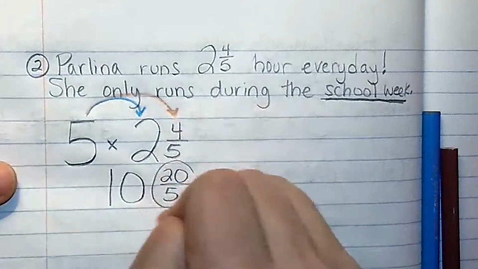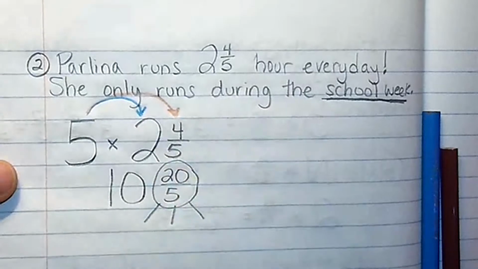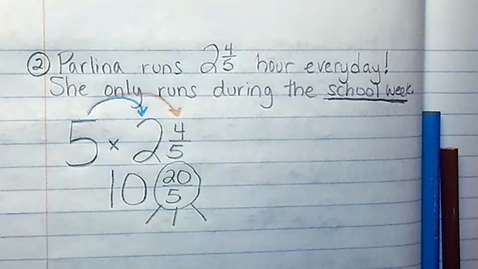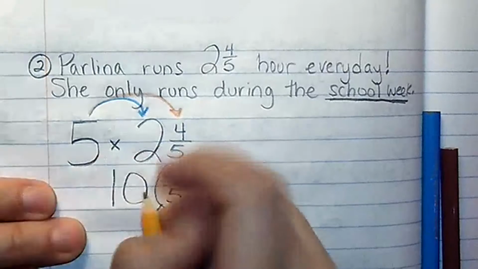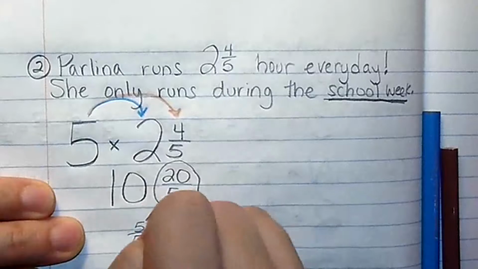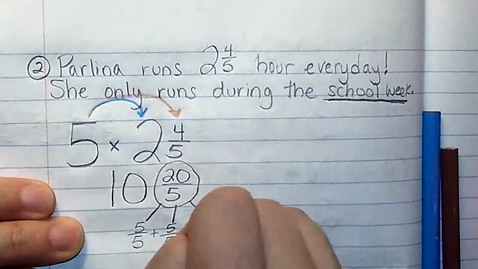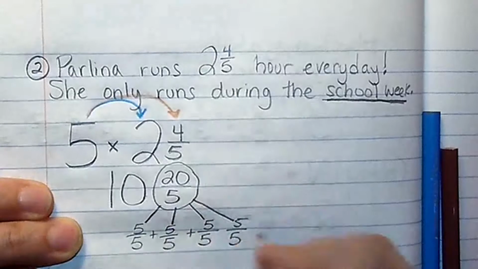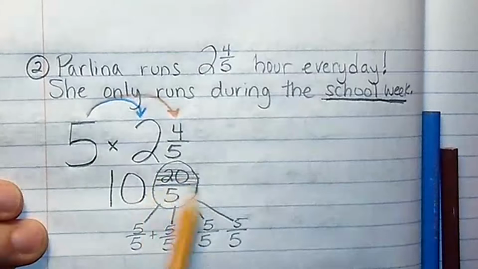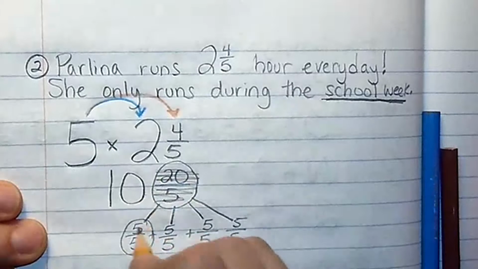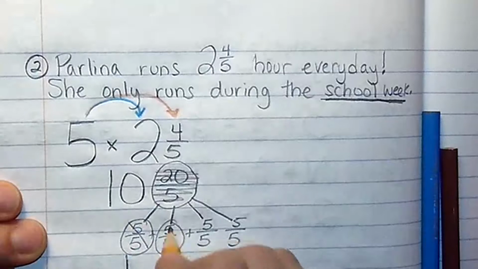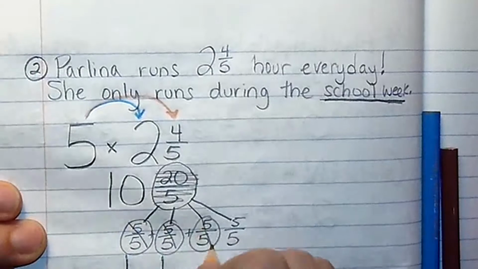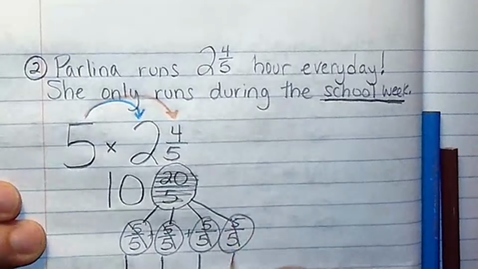Let's take our 20/5 and make a number bond. How many fifths do I need to take out to equal 1 whole chocolate bar? 5/5. So 5/5 plus 5/5 plus 5/5. So that's only 15. I need another one. Plus 5/5. There we go. Now I can cross this one off because I've renamed it down below. That's equal to 1 whole. That's equal to 1 whole. That's equal to 1 whole. And that's equal to 1 whole.